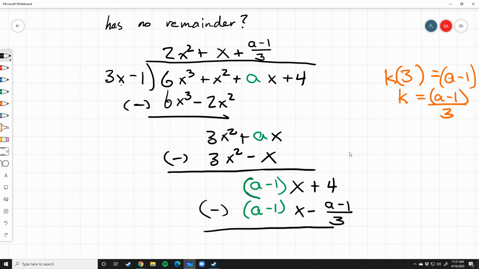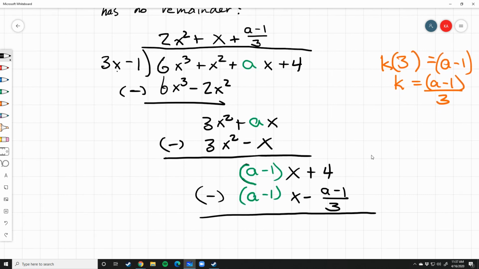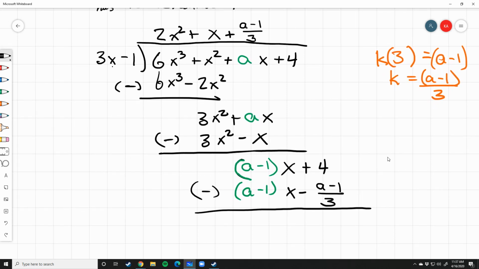We'll subtract. Now, here's where we get to the good part over here. We'll notice that these first two terms, this first column, is all going to cancel out and be 0. And then what's left is going to be 4. And then we're going to be subtracting a negative, so we're going to be adding a minus 1 over 3. Okay.